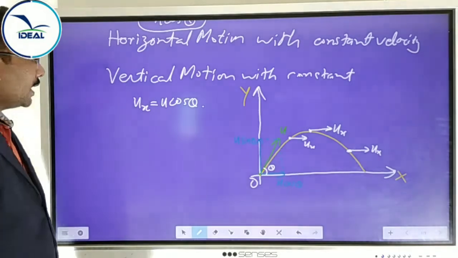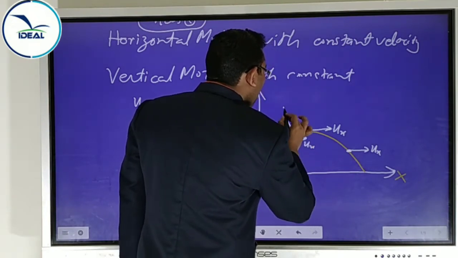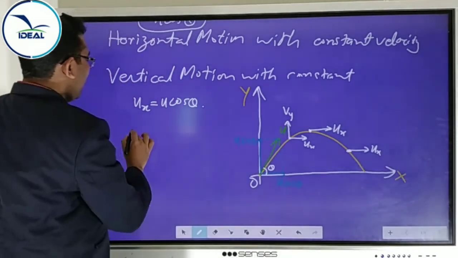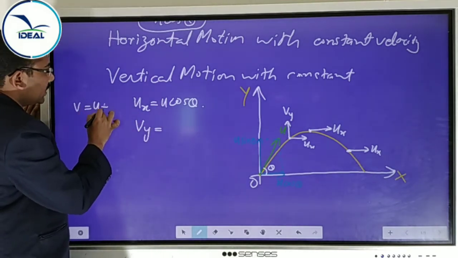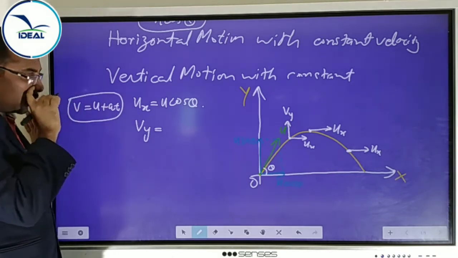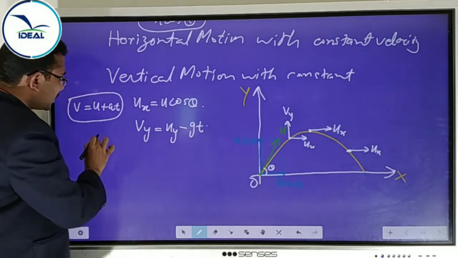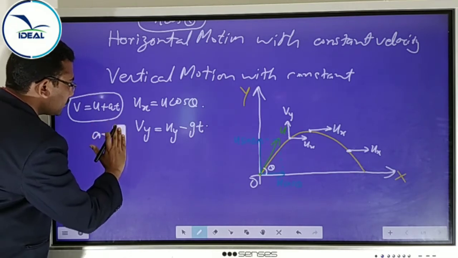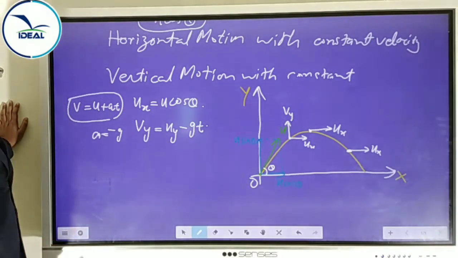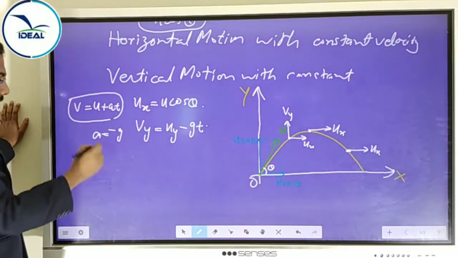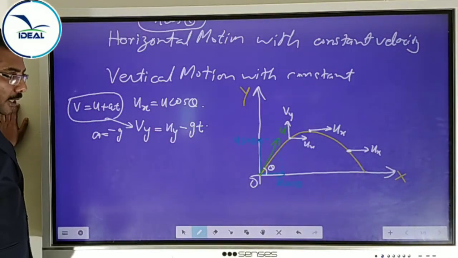Now we consider vertical velocity. Vertical velocity here is Vy. This Vy is equal to, we can use V is equal to u plus at, the first equation. It is an accelerated motion. Thus Vy equal to uy minus gt. What is a? a is equal to minus g for upward motion. Gravitational force is downward and the body moves upward, so velocity decreases, and a is equal to minus g. V is equal to u plus at can be written as Vy equal to uy minus gt.